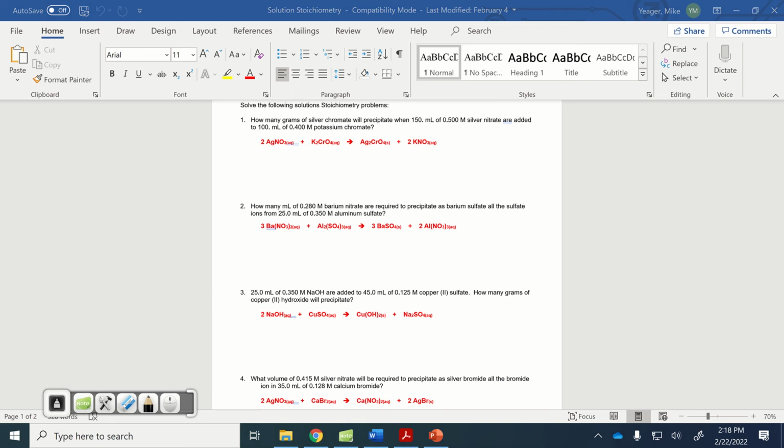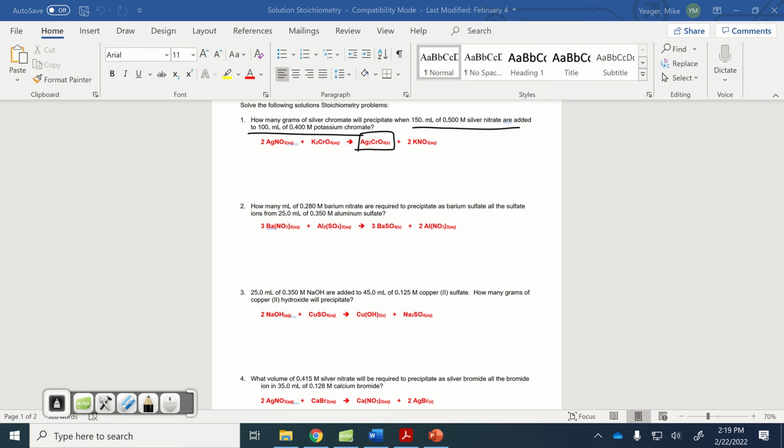So I'm trying to figure out how much silver chromate will come out, but I'm given the two reactants. This is the one reactant, this is the second reactant. So I need to do a limiting reactant problem, and I need to start off with that. So I'm doing some stoichiometry again. I need to convert both of these to moles.